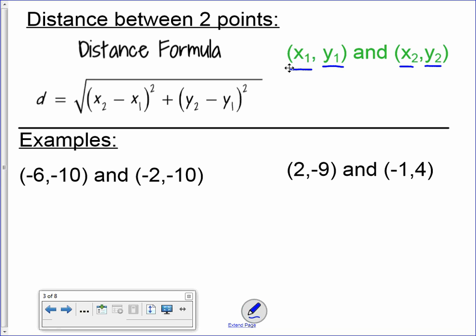Now, to demonstrate how to use this formula, I'm going to demonstrate the following examples here. One of the things I like to do is label what my pieces are. What is x1 and what's y1? So I have -6 and -10 and -2 and -10. This would be x1, this will be y1, this is x2, and this is y2. So I'm going to plug them into the formula and find the distance between them.